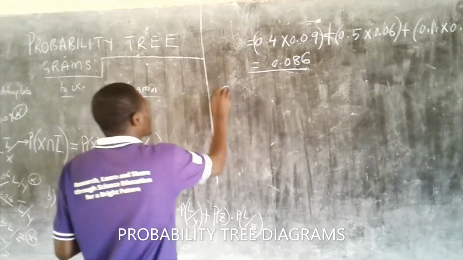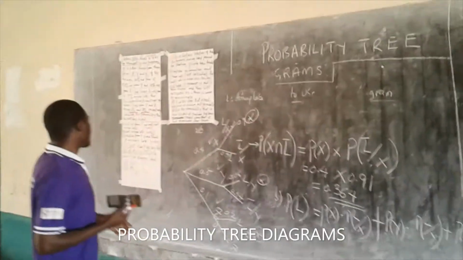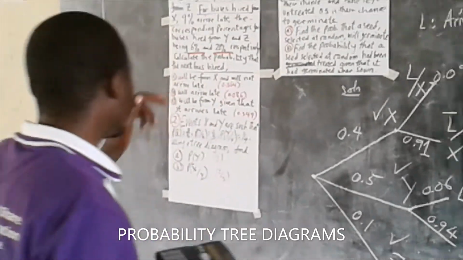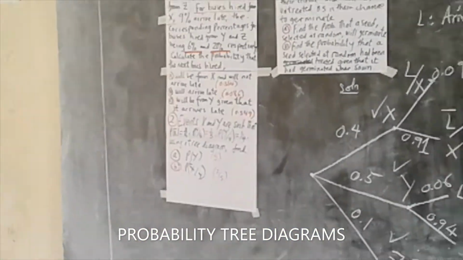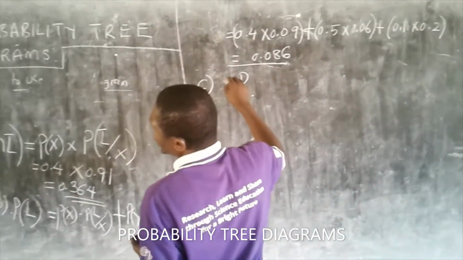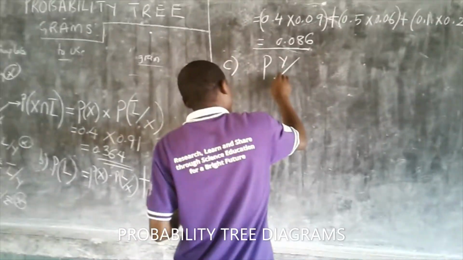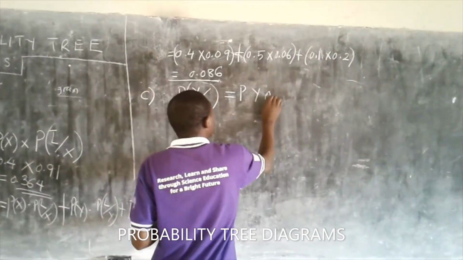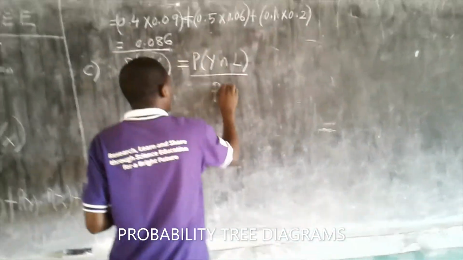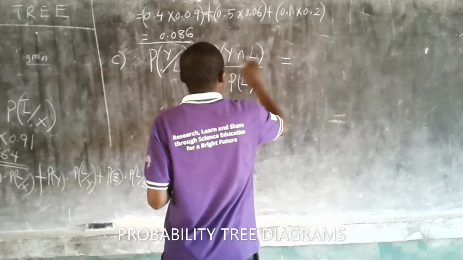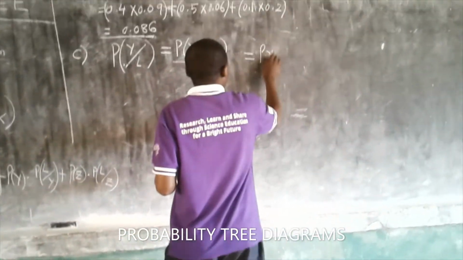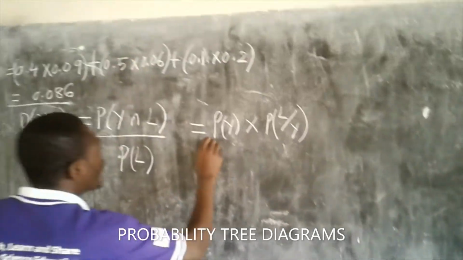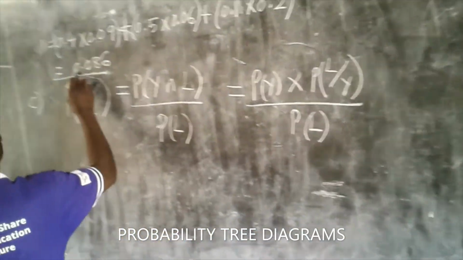Now, if we now go to question part C, the question is you calculate the probability that the next bus hire will be from Y, given that it arrives late. So that one brings us the other issue of conditional probability, that probability that the bus will be from Y, given that it will arrive late, and this is the same as probability of Y intersection L over probability of L. Now, probability of Y intersection L the same as probability of Y multiplied by probability of L given Y from our tree diagram over probability of arriving late, which we already have.